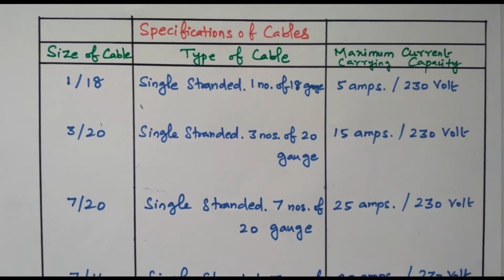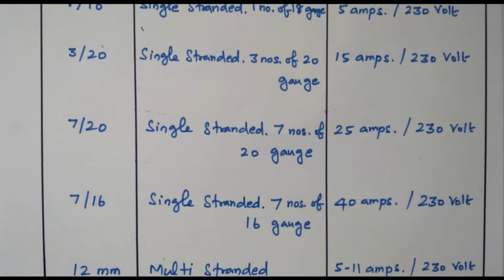Then the next type is 7/16. 7 numbers of 16 gauge conductors are available. So it will carry a maximum of 40 amperes. With 7 conductors available, it is automatically able to carry 40 amperes. The voltage remains the same, 230 volts.